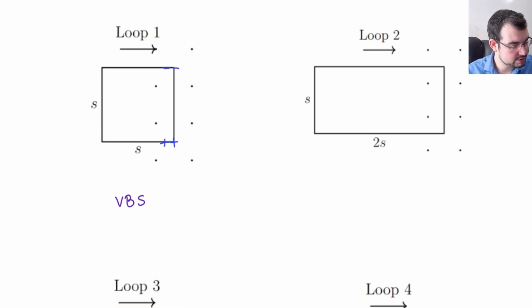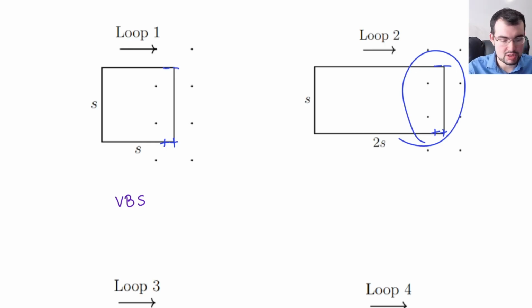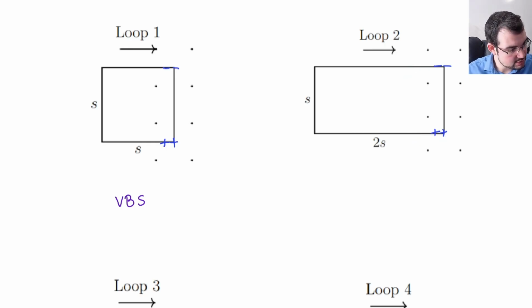All right, what about loop 2? Same idea, plus plus, minus minus. I have a longer loop. Does that matter? Actually not, right? Because the Hall effect voltage is about this length. How long have you separated the charges over? It's still S, so this is actually the same EMF, VBS.